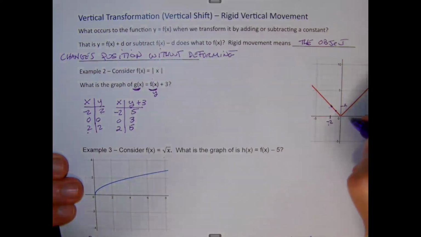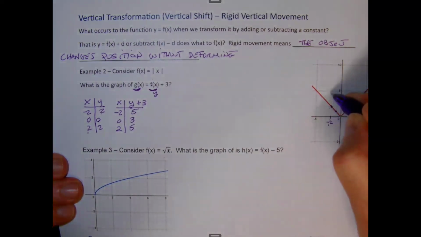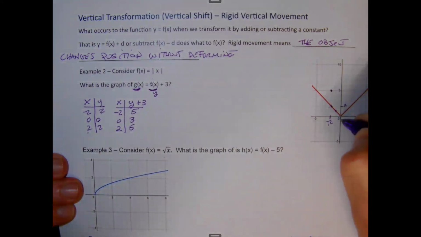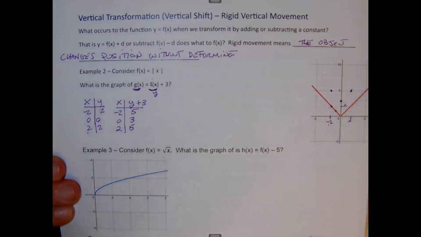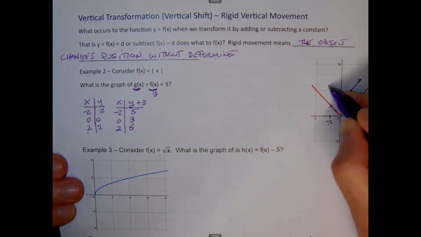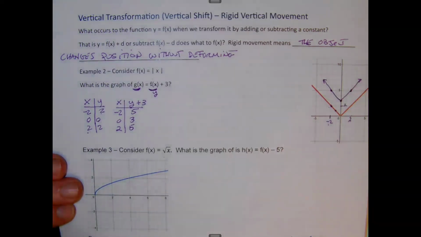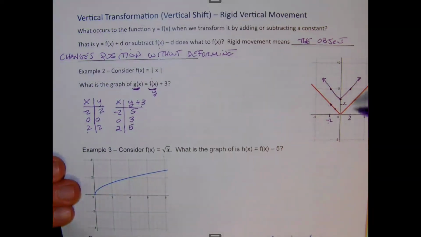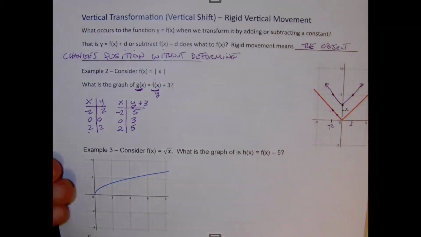So if I were to graph this, I would get the following. At -2, I get 5. At 0, I get 3 right here. And at 2, I get 5. It's right here. So what has happened? Okay, I'm going to draw the best I can. It looks like the graph has moved up 3 units.